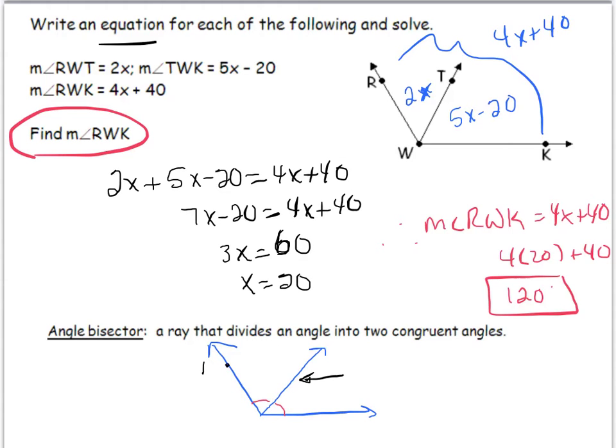So if I put some letters down with it, A, B, C was my angle, and we're going to say this is D, we would consider ray BD to bisect my angle ABC. An angle bisector also, if you think about it, it's kind of like a midpoint, but with angles. So a midpoint constructs two congruent segments, and an angle bisector constructs two congruent angles.